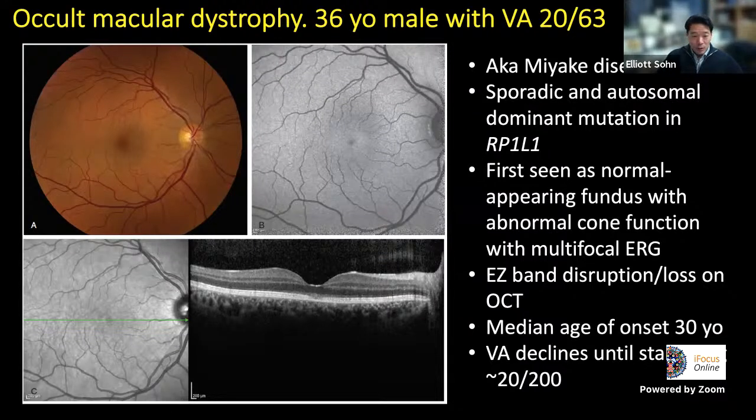So I'm going to close the last case, going to Asia. This is actually called occult macular dystrophy, also known as Miyake disease. It's seen sporadically, but it can also be due to an autosomal dominant mutation in the RP1L1 gene. This fundus in this 36-year-old male looks really good. It looks normal to me. Has poor vision though. Autofluorescence looks pretty normal, with this decreased autofluorescence right in the center from the retinal pigment that's blocking. But the fundus photo and autofluorescence look pretty good, but the vision is down.